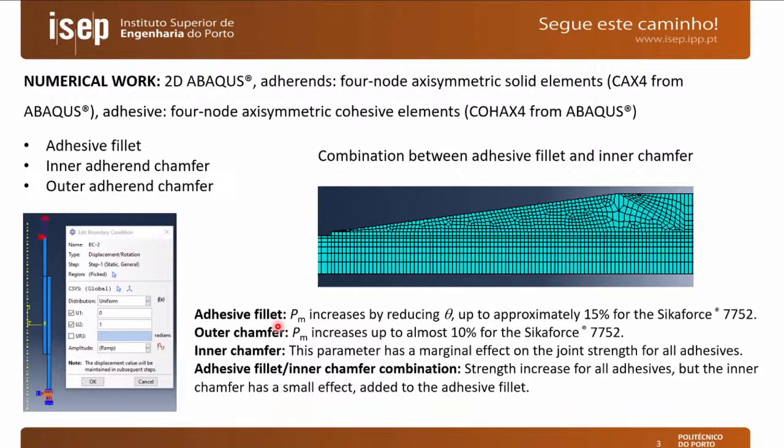So with this work, we tried to propose different geometric modifications. We saw that the adhesive fillet and the inner chamfer had some effect and can be used in the design of this type of joints, so that we can have real strength improvements over the unmodified joints. So this concludes my short presentation.